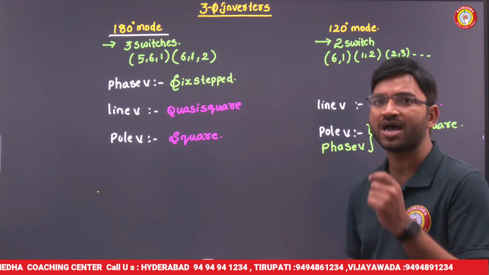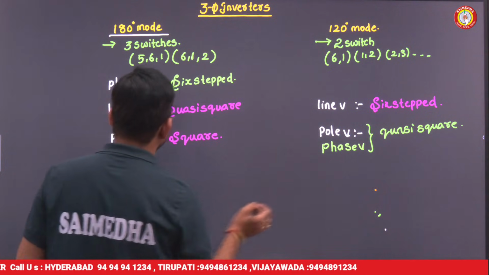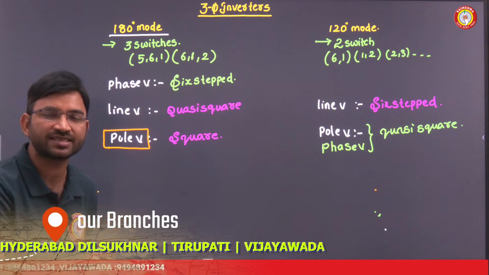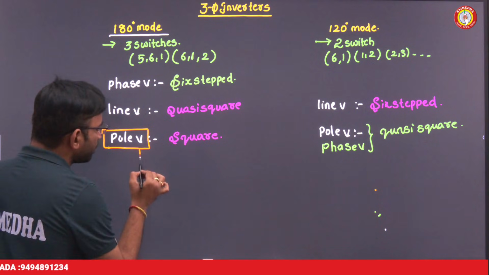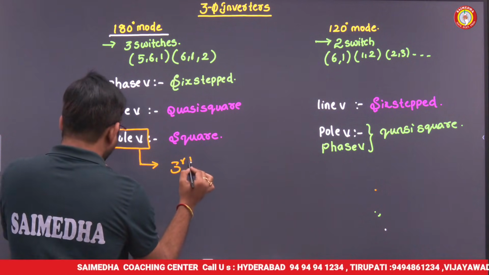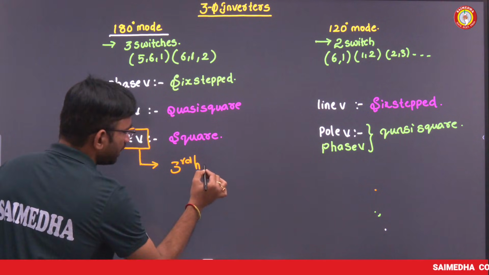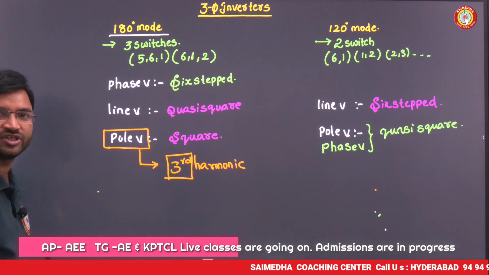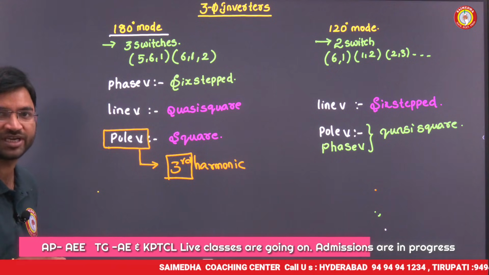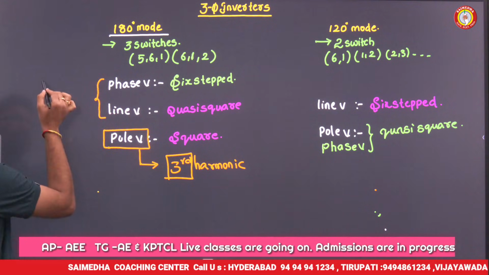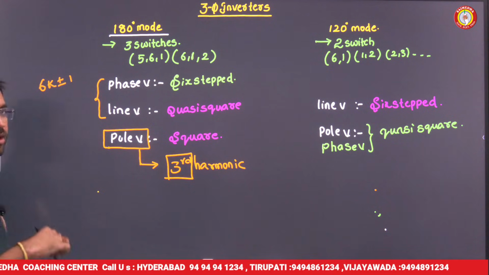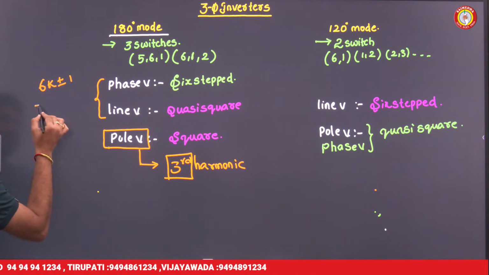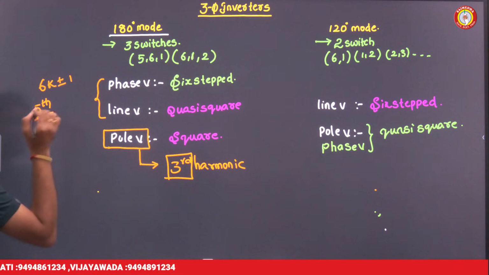Once after that, they are going to ask you the order of harmonics involved in the circuit. In 180 degree mode of operation, the pole voltage contains the triplen harmonic, which means the third harmonic is the lowest harmonic present. The phase and line voltages contain 6k plus or minus 1 harmonics, so the 5th harmonic is the lowest order harmonic.